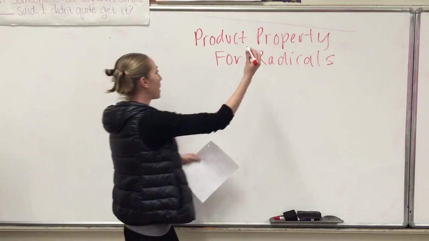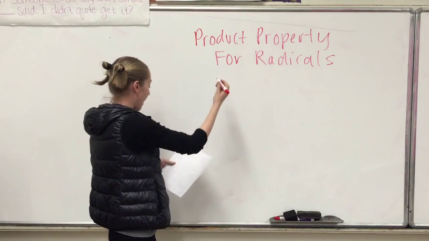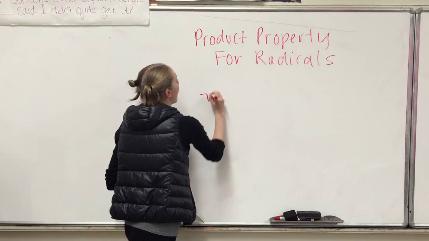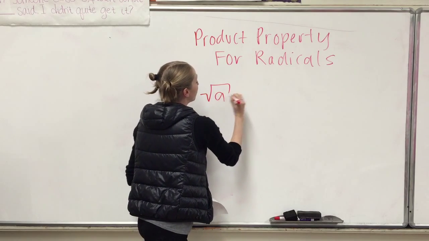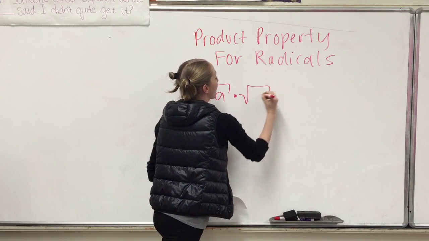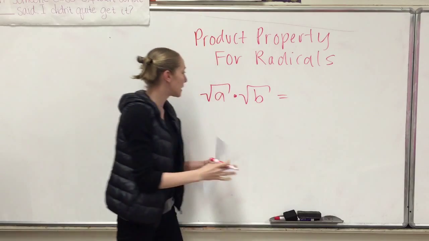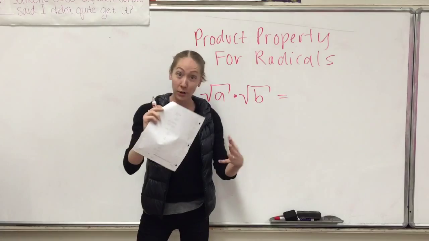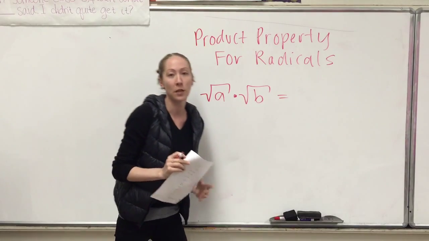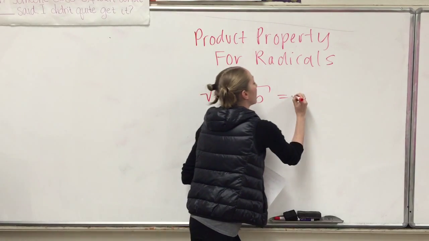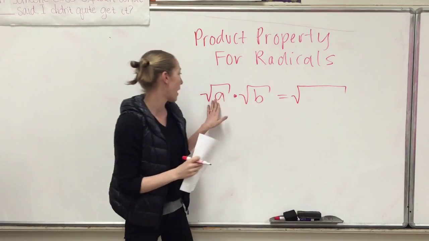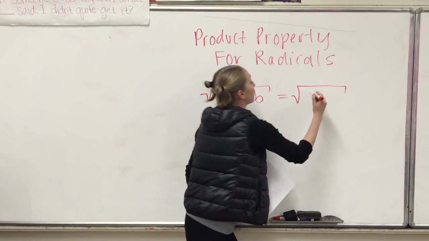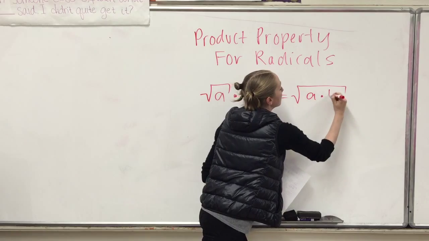So here we go. This property states that if you have a radical times another radical, you can actually smash these two radicals underneath one radical if you combine those two things with multiplication there. So what I'm saying is that the square root of a times the square root of b is equal to the square root of a times b.